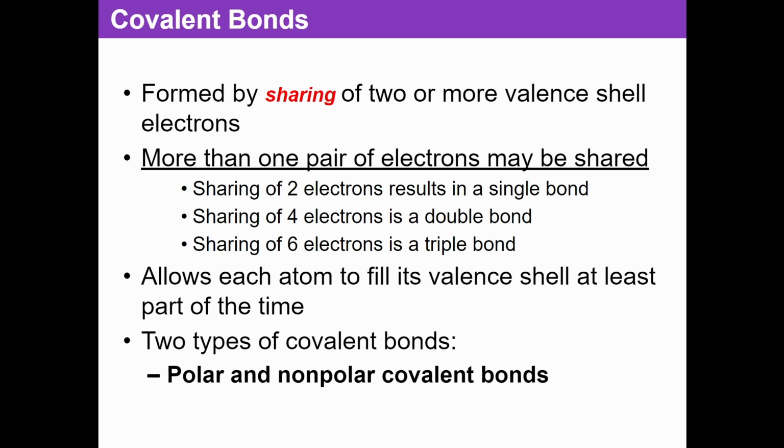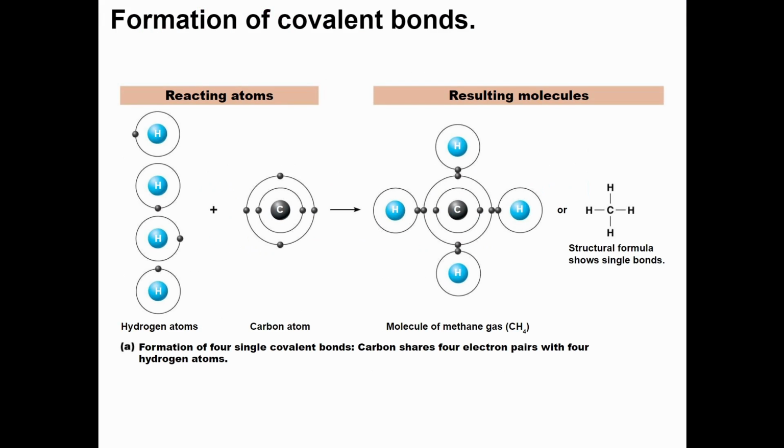If you share 6, it's 3 pairs. If you share 4, it's 2 pairs. If you share 2, that's 1 pair. That's how we're getting single, double, and triple from 2, 4, and 6. And this allows each atom to fill its valence shell at least part of the time. And there are 2 types of covalent bonds, polar and nonpolar covalent bonds.